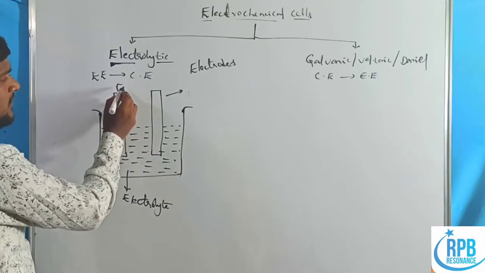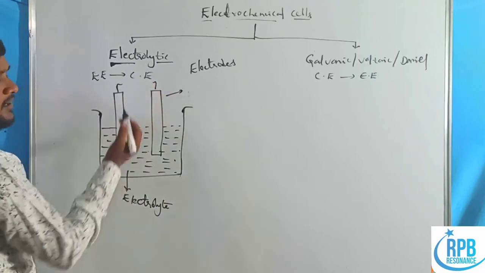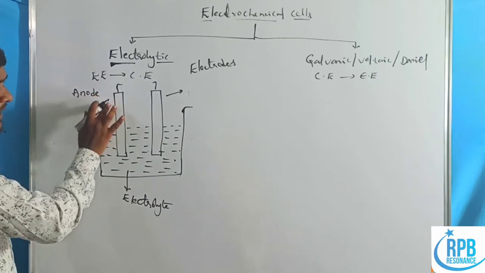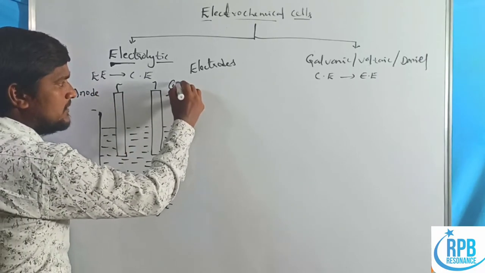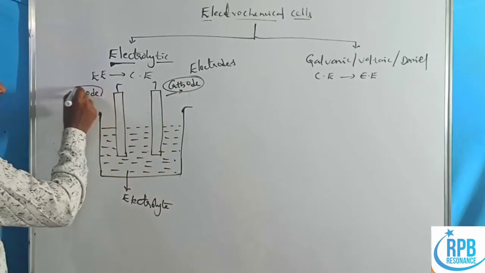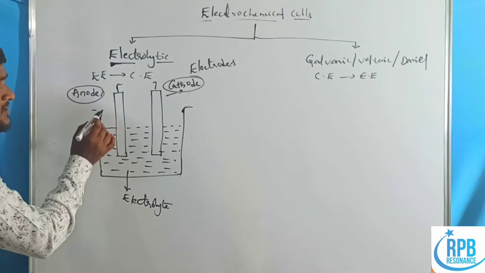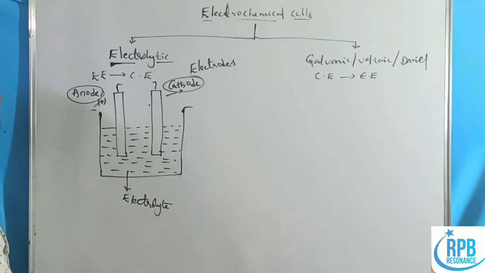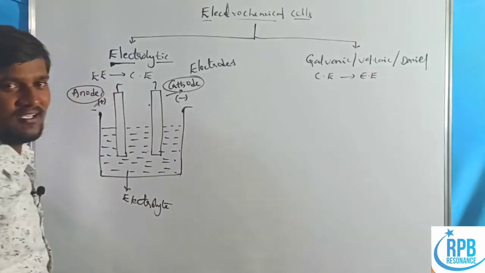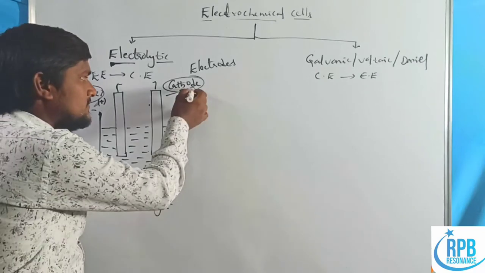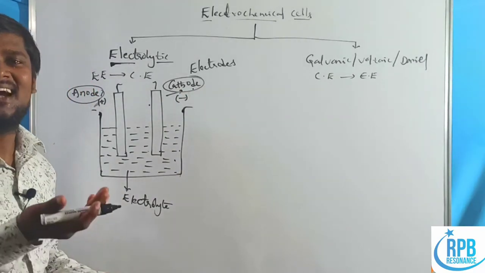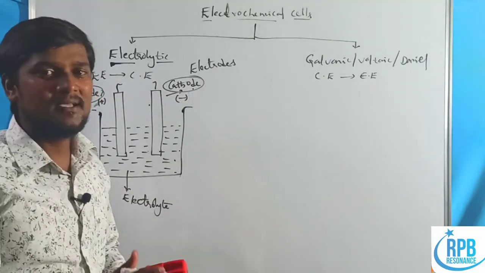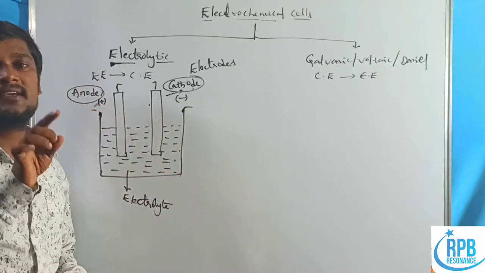Now one of the electrodes is the positive end and the other is the negative end. One of them is the anodic compartment: one electrode is called the anode and the other is called the cathode. Now, the representation of anode and cathode in the electrolytic cell: the anode is shown by the positive charge and the cathode by the negative charge. Here it is opposite. Why? Because cathode means cations, which always means a positive charge, but here it is represented as a negative charge. Here the anode represents the positive charge. Why? Because the cathode attracts the cations. That's why it is called cathode.